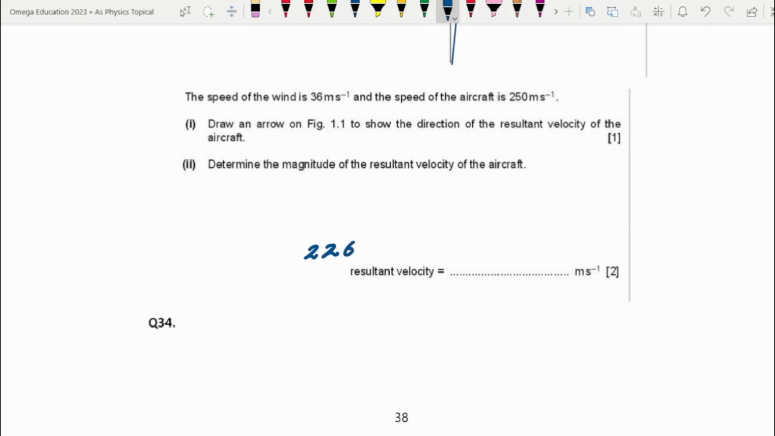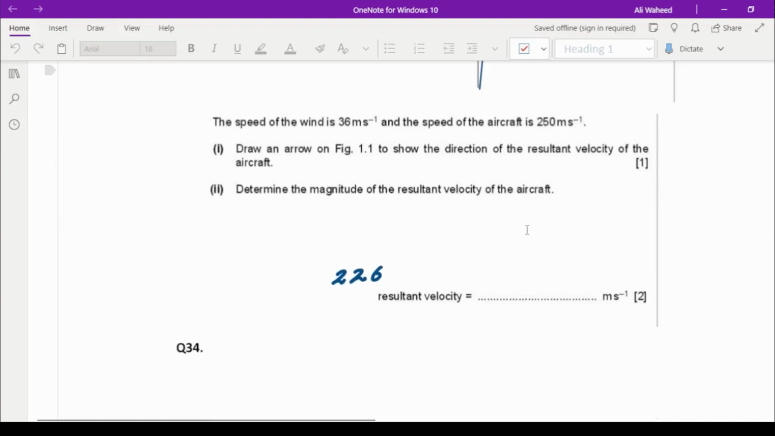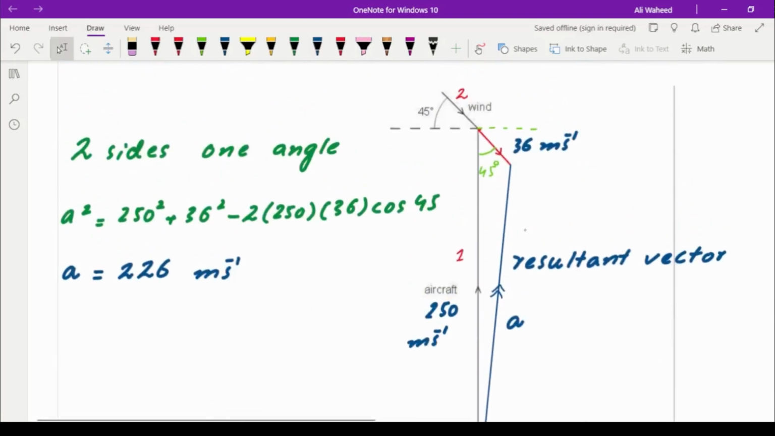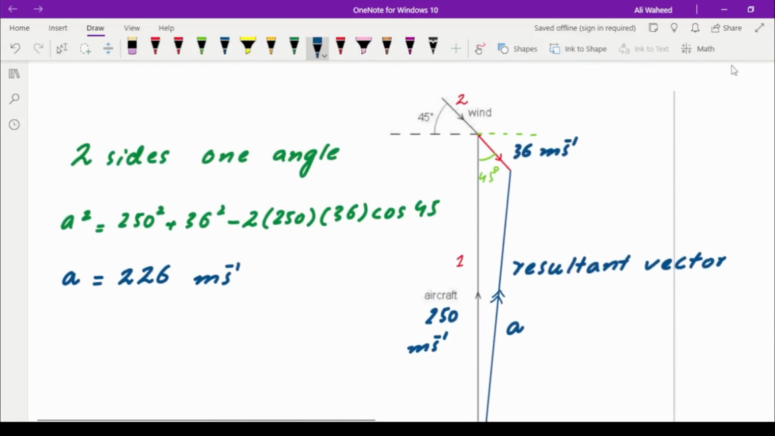Now, like I said, the same question can be done in a different way as well. You can use the scale drawing to answer this question. I'll do it at the end. So this is by formula. We solved it using the formula, and I'm going to solve it by the vector drawing as well.